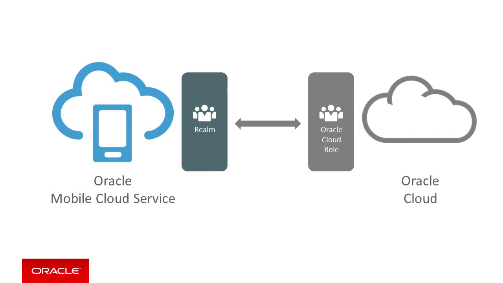An interesting property of realms is that they are represented by roles in the Oracle Cloud Security infrastructure. Basically, this means that you can make Oracle Cloud users into MCS mobile users by assigning them to the appropriate Oracle Cloud role for a specific realm. The names for the Oracle Cloud roles assigned to realms follow a naming convention which is described in the product documentation for MCS.